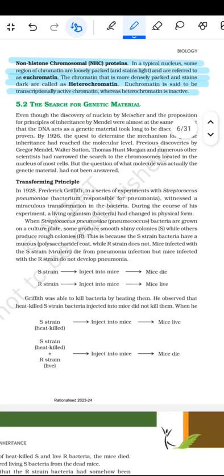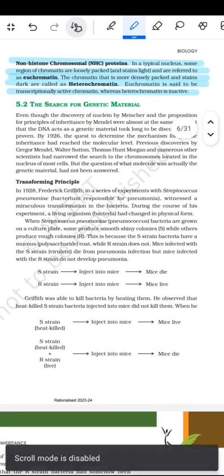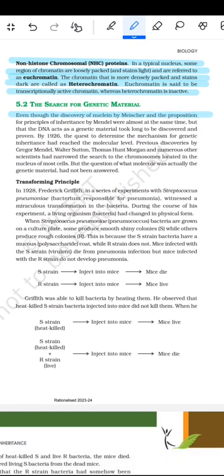उसके बाद फिर आता है द सर्च फॉर द जेनेटिक मटेरियल। तो even though the discovery of nuclein by Miescher and the proposition of the principles of inheritance by Mendel were almost at the same time, that DNA is the genetic material took long to be discovered and proven.